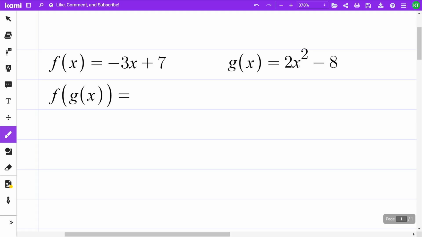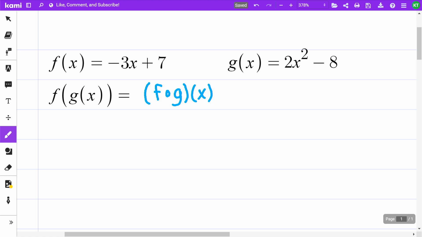So let's work through this example of a composition of functions. We're given two functions here, f of x equals negative 3x plus 7 and g of x equals 2x squared minus 8. And this is asking us to find f of g of x. Keep in mind another way to write this would be like this, f of g of x. These two things mean the exact same thing.